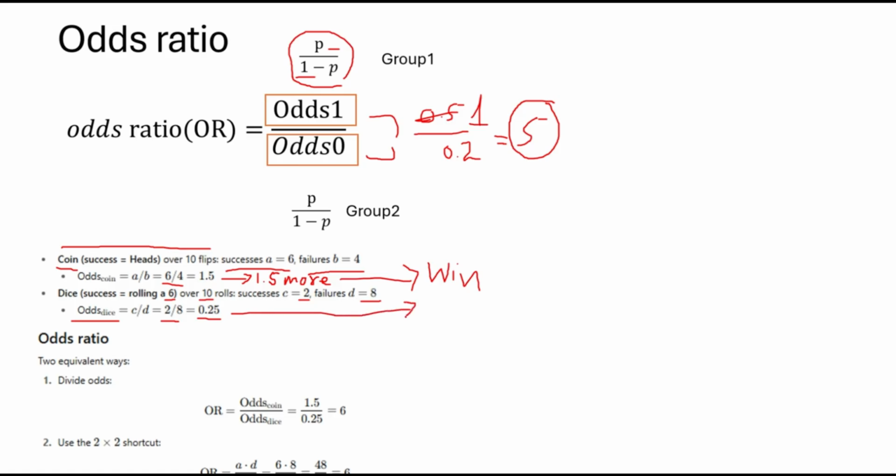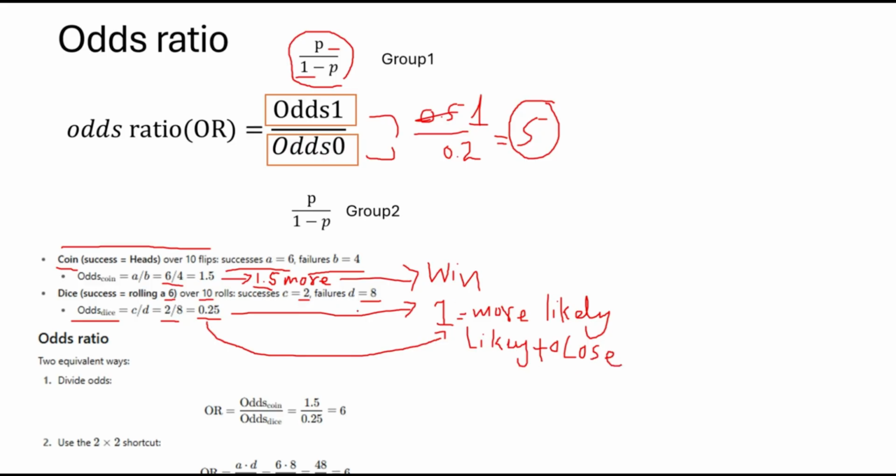So remember that odds above 1 mean it is more likely that the event is going to happen. So this is more likely if it's above 1, so it's more likely that you're going to win. And here, with 0.25, you are not likely to win, you are likely to lose the game.